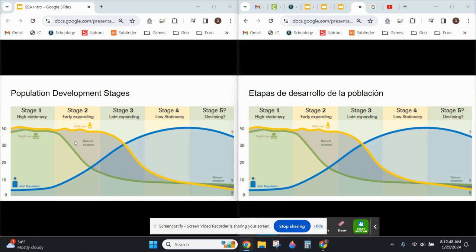Same with Asia. Africa and Asia are both in stage two and stage three. The U.S. is in stage four, and our population is sort of leveling off. A lot of Europe is in stage five, where their population is actually decreasing.